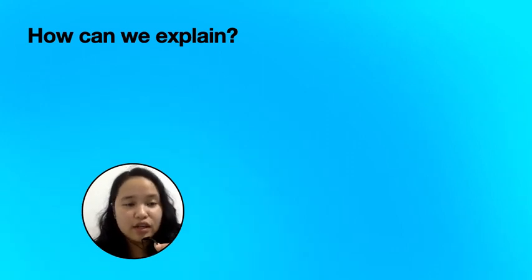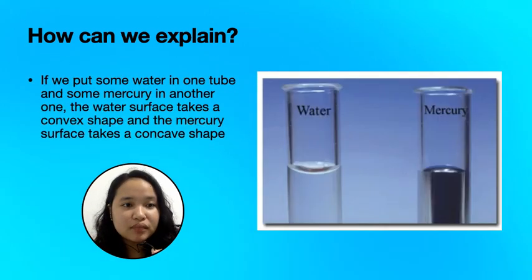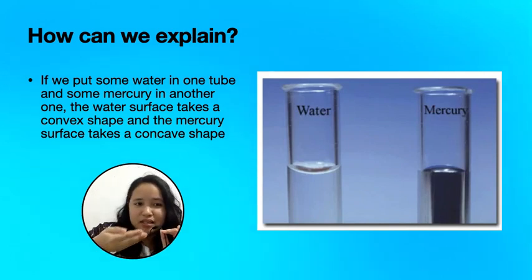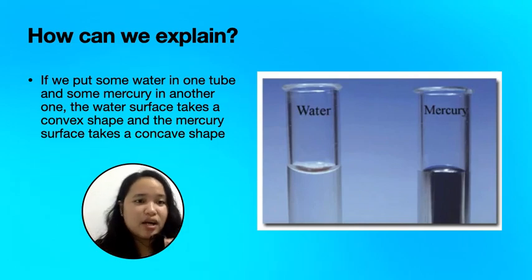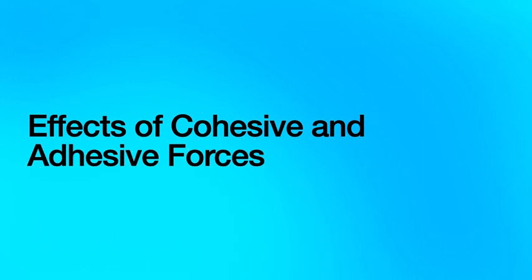Now there is another phenomenon to wonder about. How can we explain this? If we put some water in one tube and some mercury in another one, the water surface takes a convex shape and the mercury surface takes a concave shape. That can be explained by the effects of cohesive and adhesive forces.